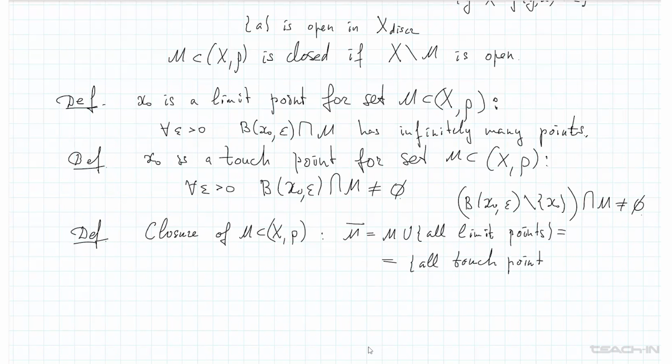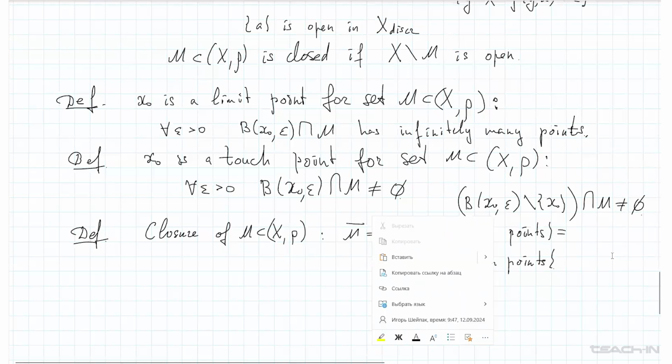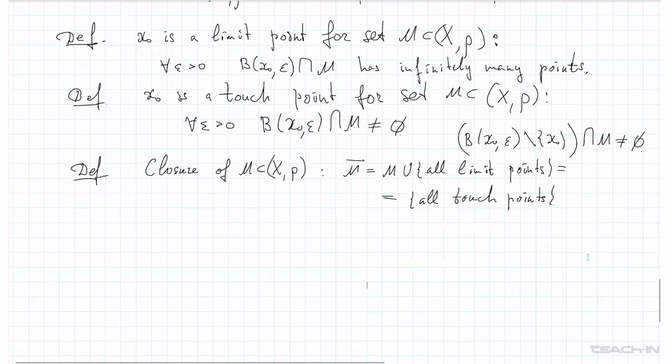We can also say that it's an intersection of all closed sets that contain M. Yes. But this is more universal. We can consider it for any topological space, but it is not convenient, I think, to intersect all closed sets which contain M. Yes.